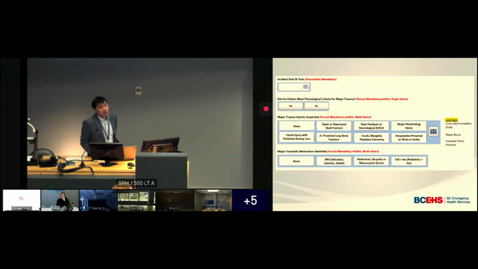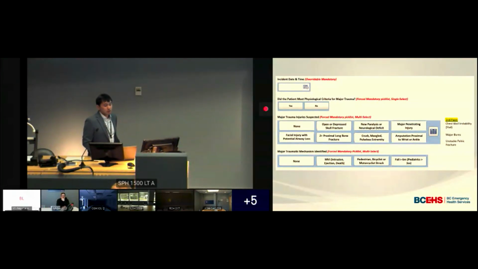So the first question is, did the patient meet physiological criteria for major trauma? That's step one. So the answer is either yes or no. If the answer is no, then moving on to the next. So major trauma injury suspected. That's step two, your anatomical injuries.